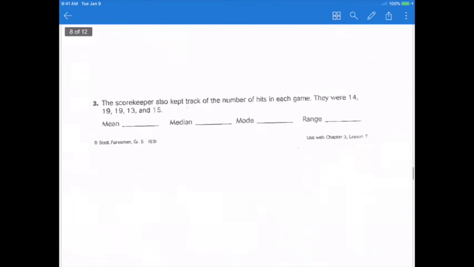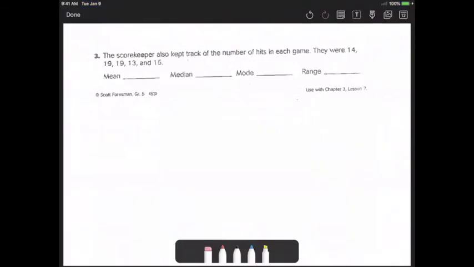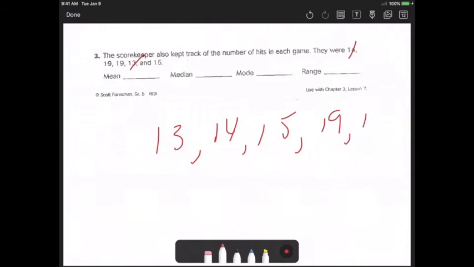All right. You guys pause and then hit play and try this one. Remember, put them in order first. Okay, so here we go. So I see I have 13. There's a 14 here. Hopefully you didn't miss that. 15, and then I have 2 19s.